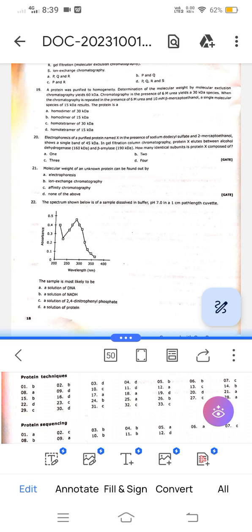Then molecular weight of an unknown protein can be found out by 21A electrophoresis.